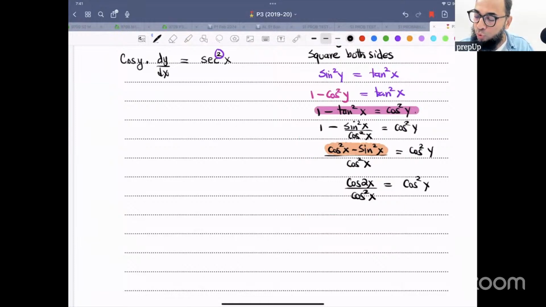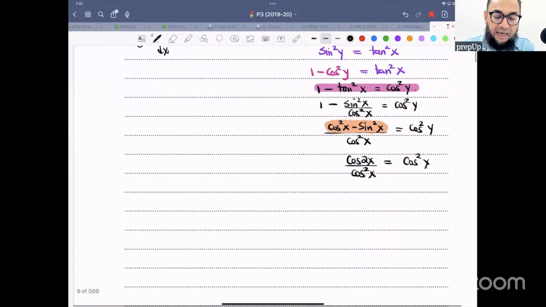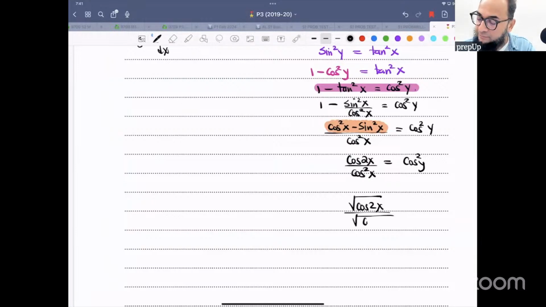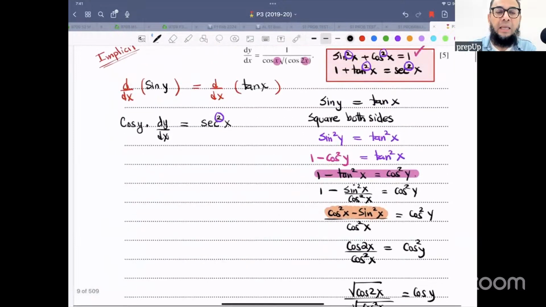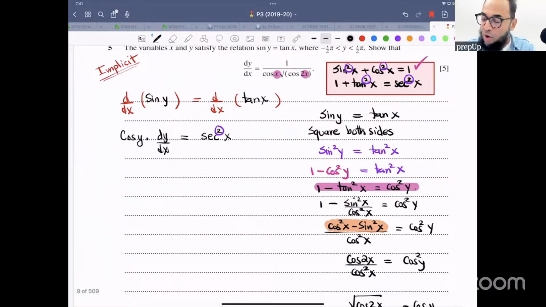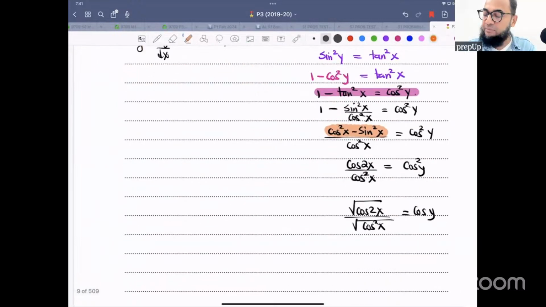Now, once I have achieved this, I can write cosine square y as the subject, cosine y as the subject. Therefore, square root of cosine 2x over cos square x is equal to cos y. Got the idea? So now I have everything in terms of x. Now let me highlight this green thing. This thing over here, cos square y, is equal to this thing, is equal to this thing.